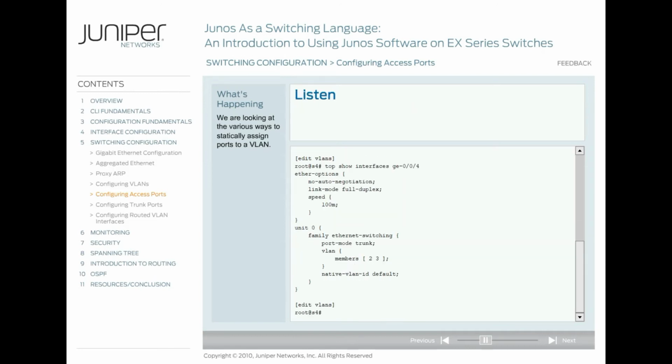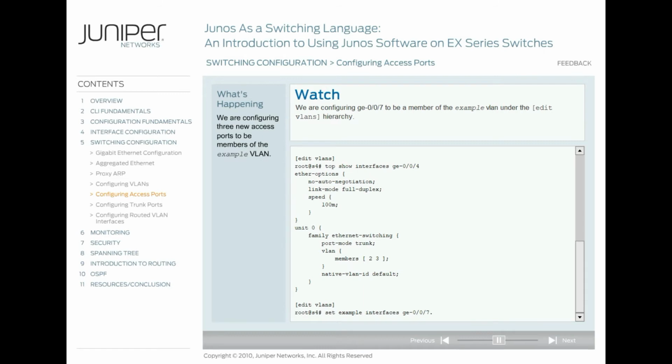By default, when you configure family ethernet-switching on a unit, the port becomes an access port that is part of the default VLAN. You can configure it to be a member of a different VLAN by assigning it to the VLAN under the edit vlans hierarchy or under the edit interfaces hierarchy. Let's configure three new access ports, ge-0/0/7, ge-0/0/8, and ge-0/0/9, to be members of the example VLAN. We'll configure ge-0/0/7 under the edit vlans hierarchy.